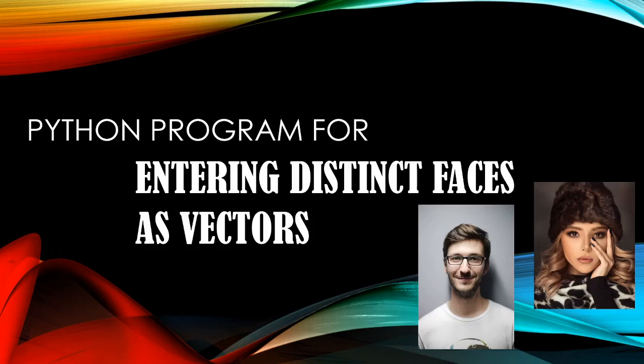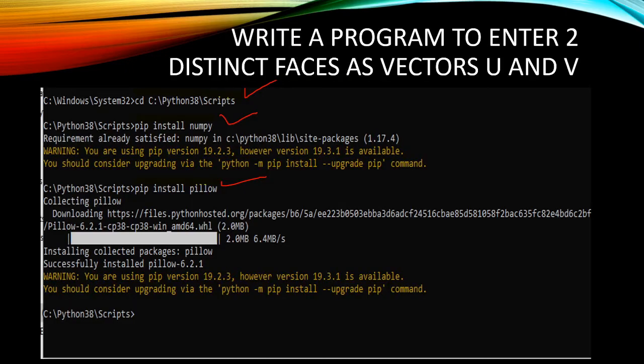Here I bring you a video for entering two distinct phases as vectors. The different phases can be converted or seen as a vector. So we are going to see a Python program for the same. But before that, you will have to do some extra work. Now what is that extra work?